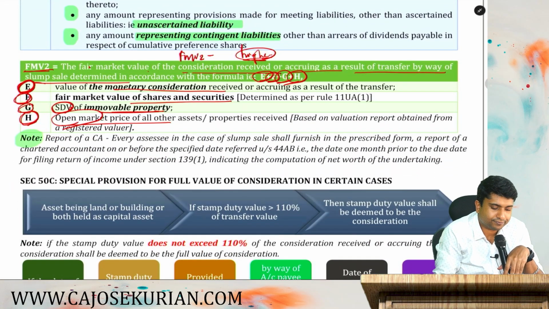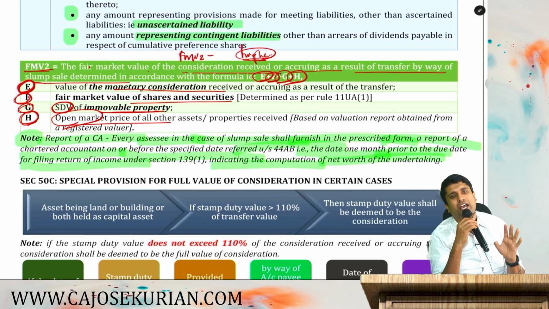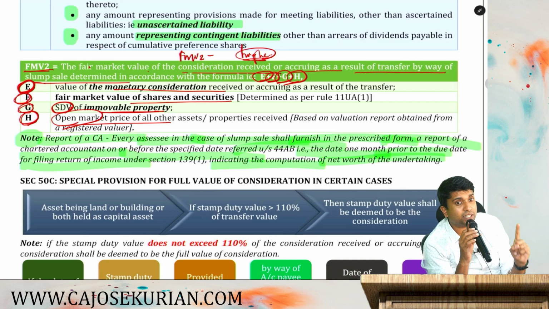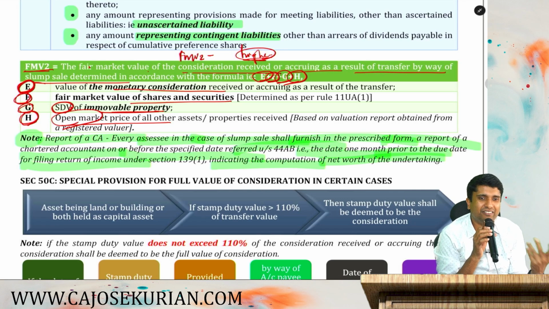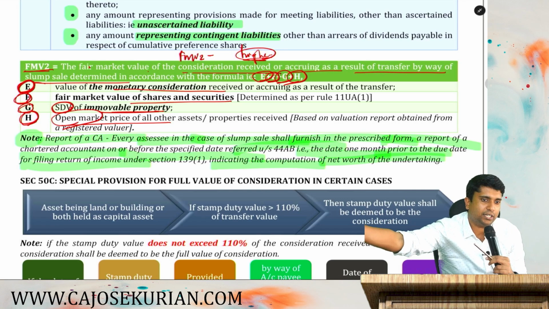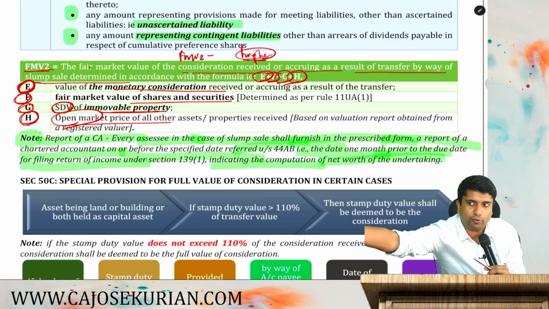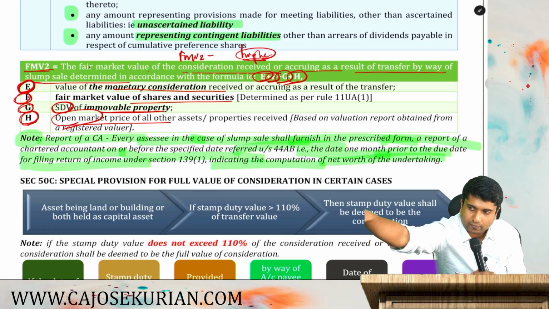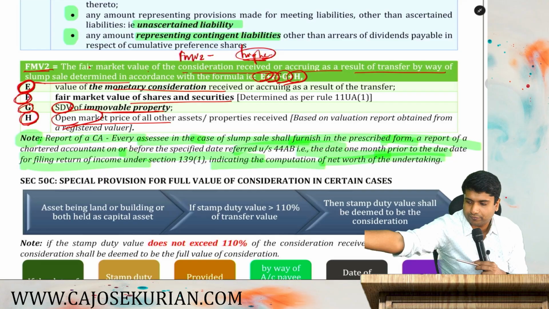And one more thing is there. Report of a CA. Every assessee in the case of a slump sale shall furnish in prescribed form a report of a chartered accountant on or before due date under 44AB, that is 1 month prior to the due date of filing your return of income, indicating the computation of net worth of the undertaking. You yourself don't have to compute the net worth. You have to submit a report of a chartered accountant. Chartered accountant has to certify your net worth. Then only we will accept that amount as your net worth. Otherwise, we will not accept that particular amount as your net worth. Are you with me? So I hope that point is clear for you.